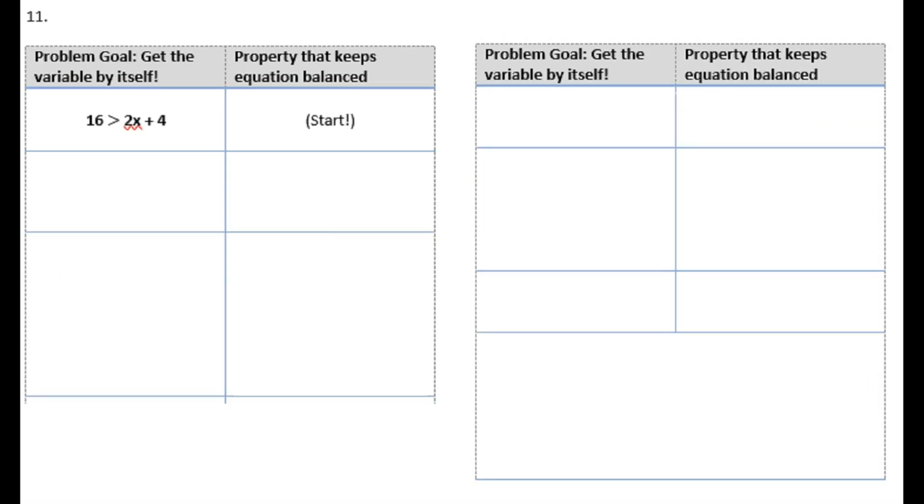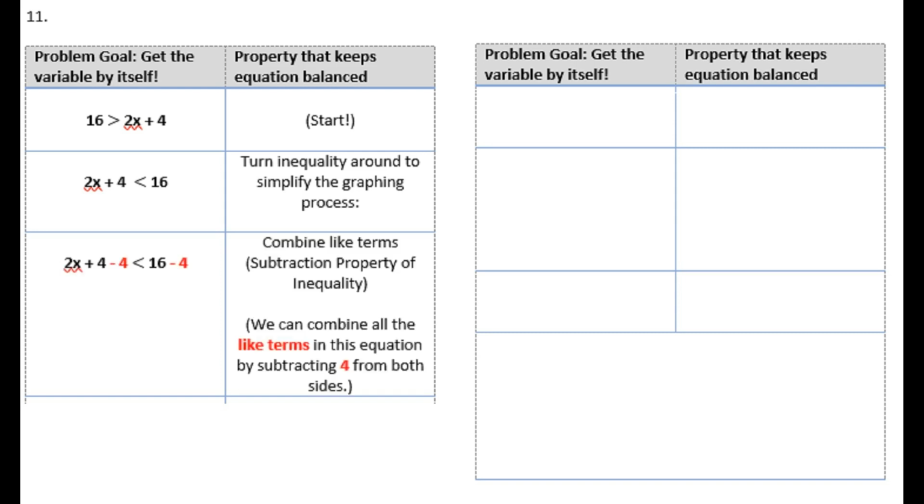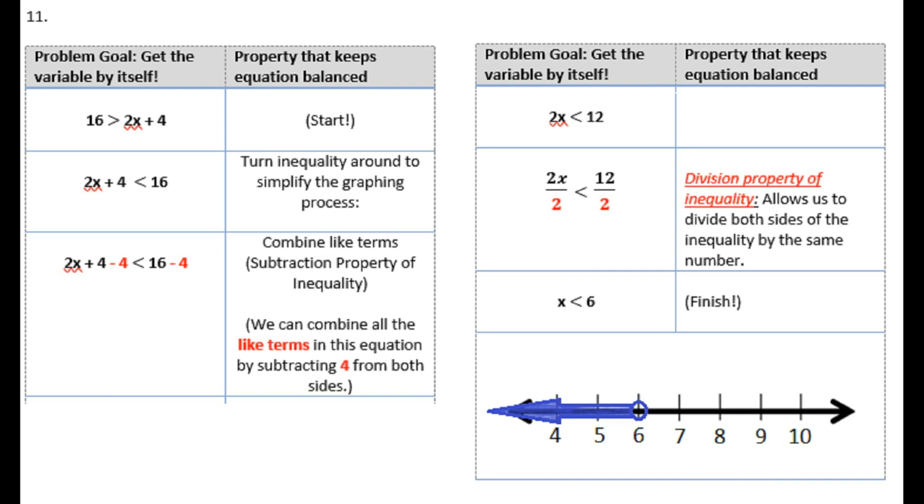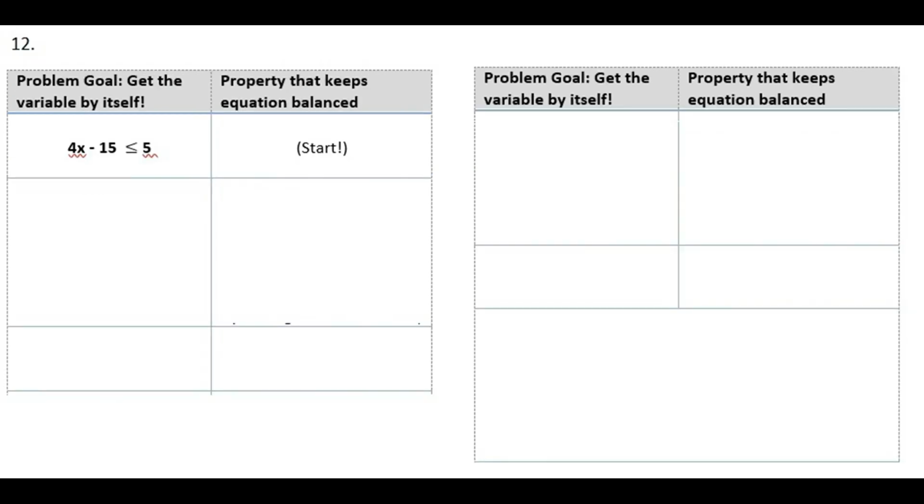Number 11, 16 is greater than 2x plus 4. Now, I told you that the variable needs to be on the left-hand side for our arrows to match, so I'm just going to flip it around, and I make sure that I keep our bigger value, 16, on the open side of our sign, so that becomes 2x plus 4 is less than 16. Now we can subtract 4 from both sides. That's the subtraction property of inequality, and we end up with 2x is less than 12. Now, 2x divided by 2 is less than 12 divided by 2. We end up with x is less than 6. So when we graph this, open circle, graph to the left this time, and our arrows match. X is less than 6. There's our graph.